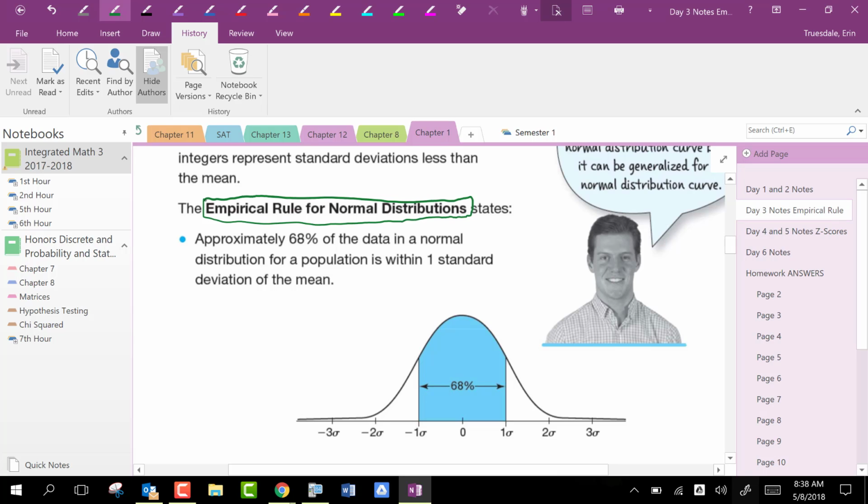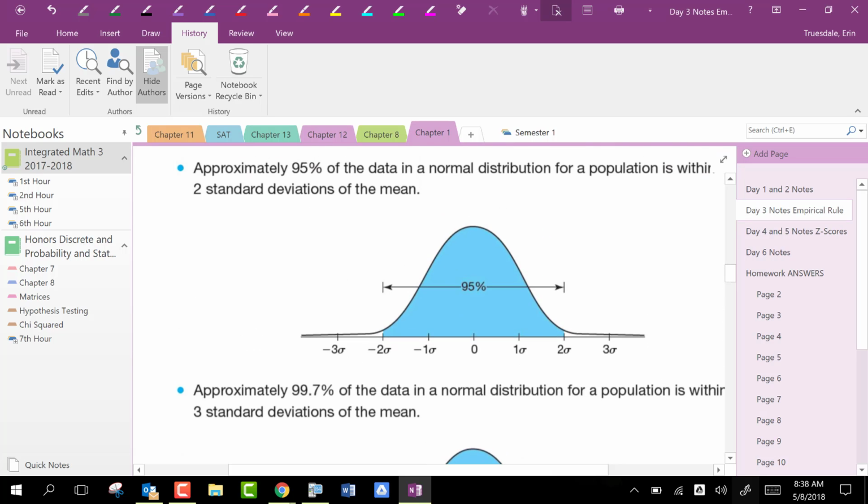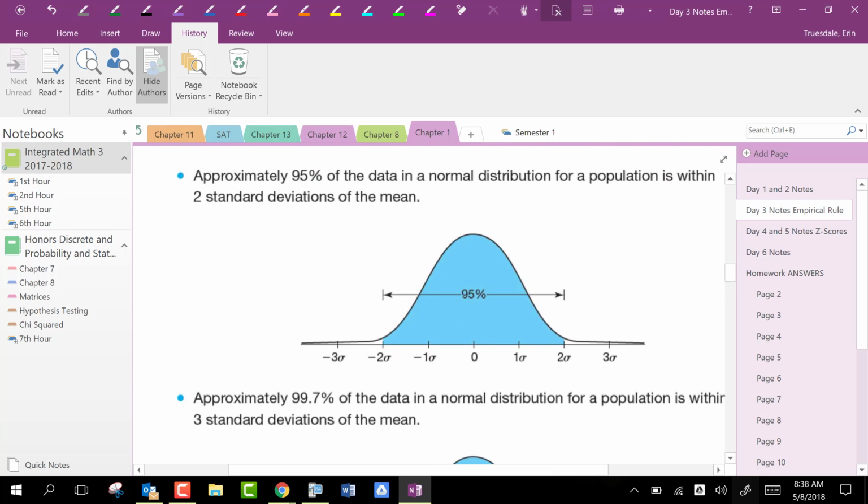It says that 68% of all the data falls within one standard deviation of the mean, meaning that 68% of the data falls between one standard deviation below and one standard deviation above the mean. Okay, flip it over. 95% of the data falls within 2 standard deviations from the mean, meaning from 2 below to 2 above. 95% of all your data falls in that range in a standard normal curve.